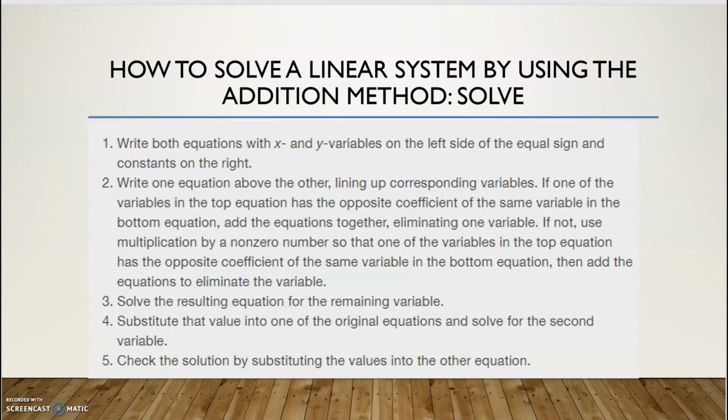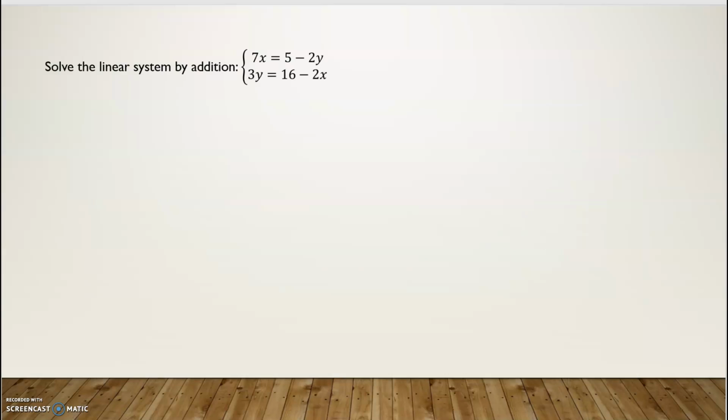Say we want one of them to be a positive 2 and the other one in the other equation to be a negative 2. And then when we add those, we're going to cancel them out. Okay, so let's look at, say, this one right here. So here's equation 1 and here's equation 2.